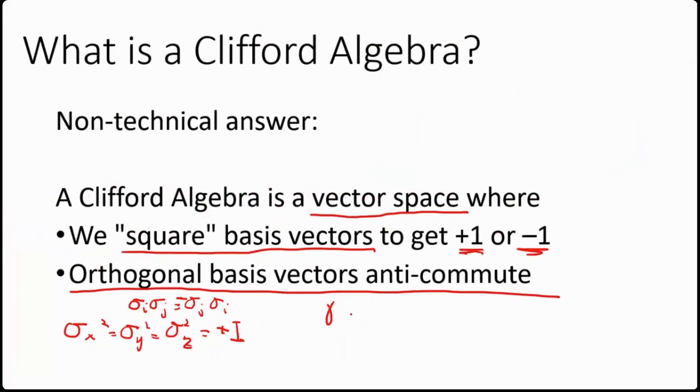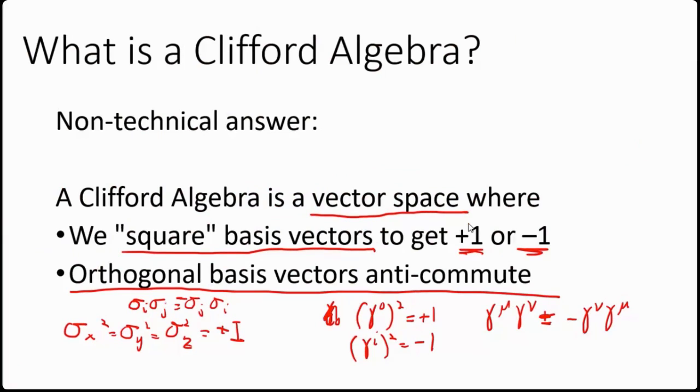We have a similar thing going on with the Dirac matrices, where the time one squares to +1. The space ones, I'm just going to write gamma i, square to -1, and they all anti-commute with each other, so gamma i gamma j equals negative gamma j gamma i. If this doesn't make sense yet, I'm hoping it'll make sense in about 5 slides. But the idea of squaring basis vectors and anti-commuting basis vectors is the starting point for a Clifford algebra.